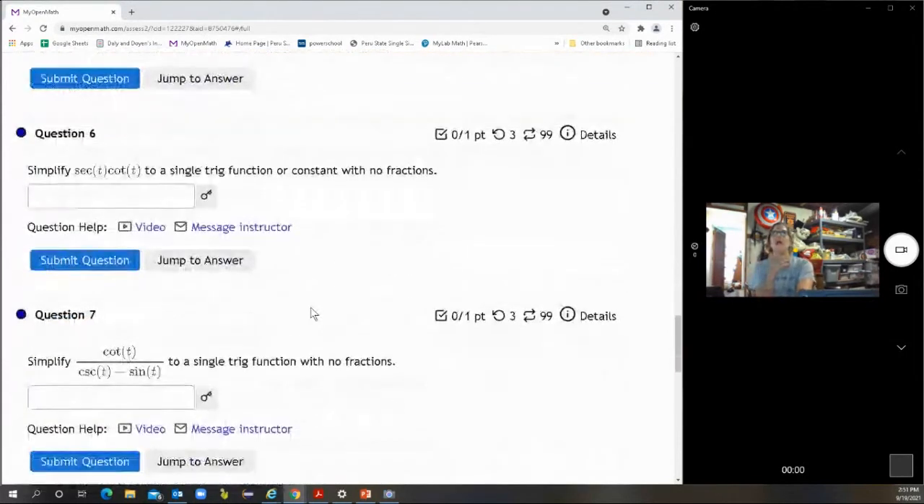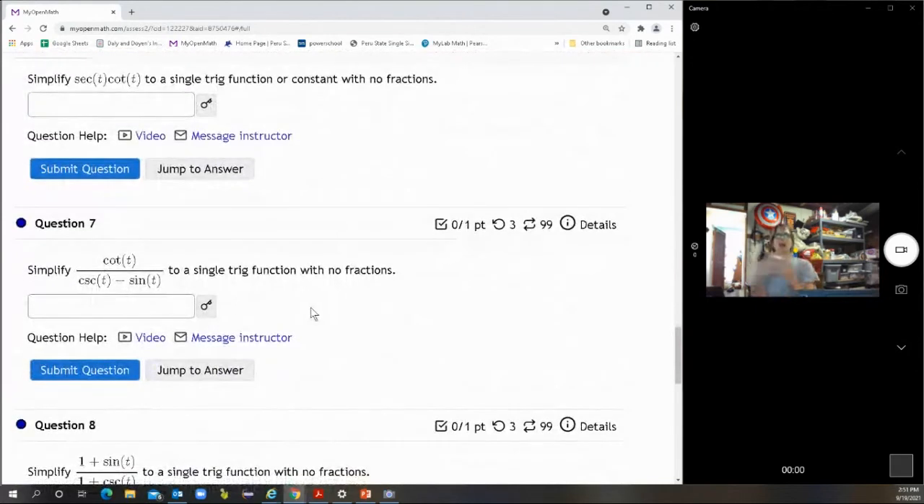That's the key there. So this one wants me to simplify to either a single trig function or just a number that has no fractions in it, a constant. And we're just going to do this using our basic identities. So looking at this one, this says secant t cotangent t. So one of the first steps for doing this is we like sines and cosines because everything's kind of based on those. So let's just change everything over to sines and cosines. So secant is 1 over cosine.